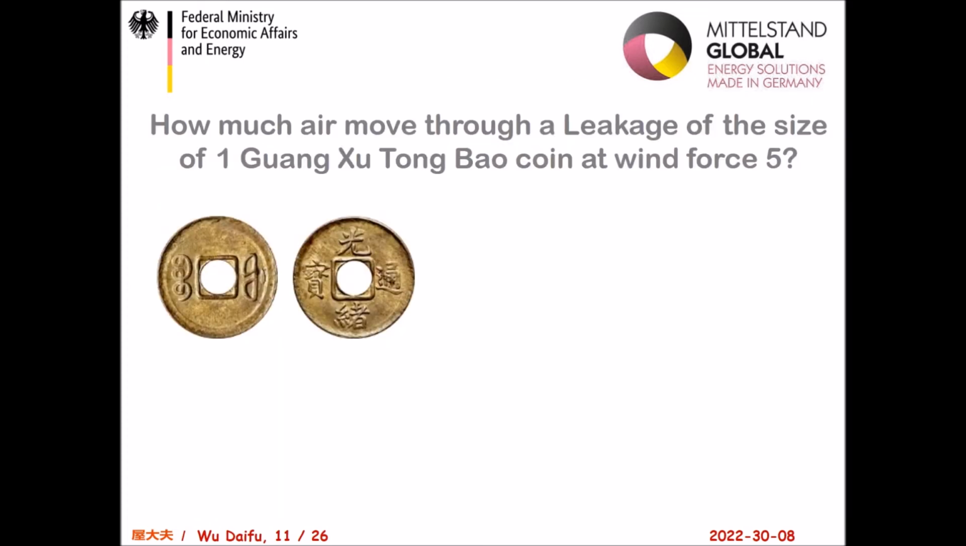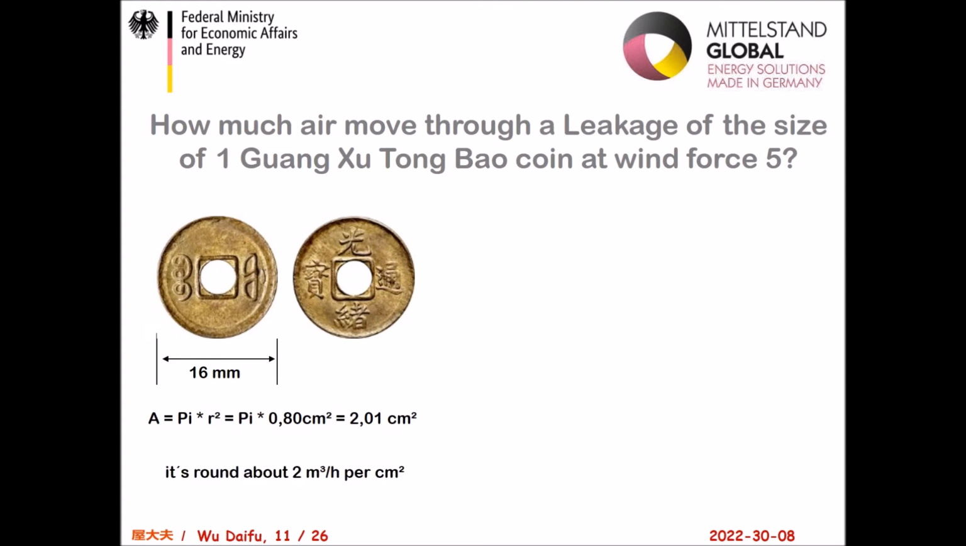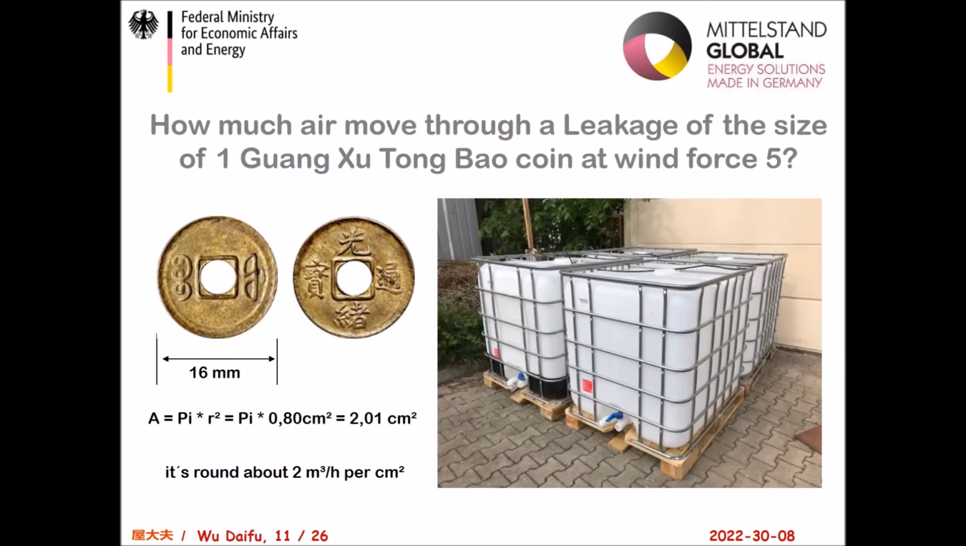Did you know how much air moves through a leakage of the size of this coin at wind force 5? This coin has a diameter of 16 millimeters. So the surface of the hole must be about 2 square centimeters, and it's around about 2 cubic meters per hour which goes through this hole. For a better understanding, here you can see what it is. It's about 4 cubic meters per hour leaving through a hole like this size.